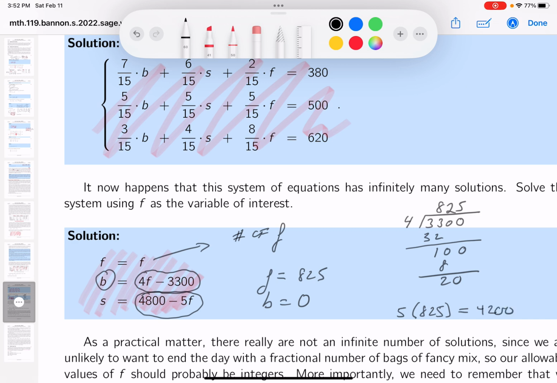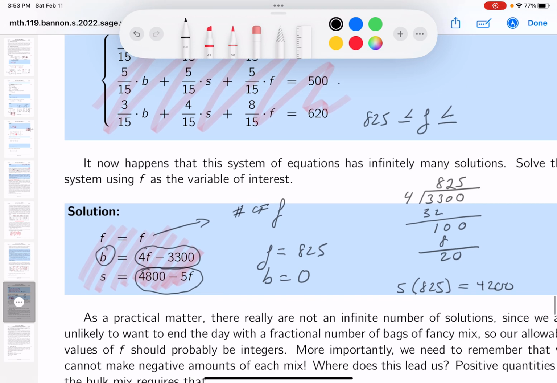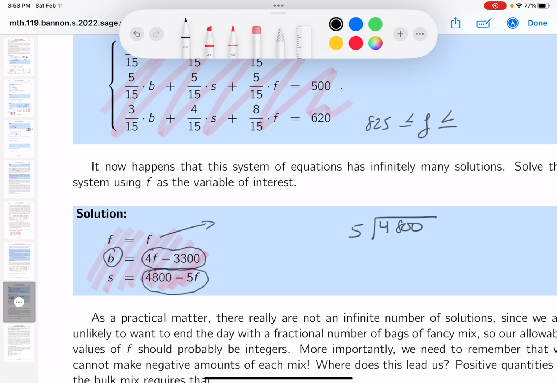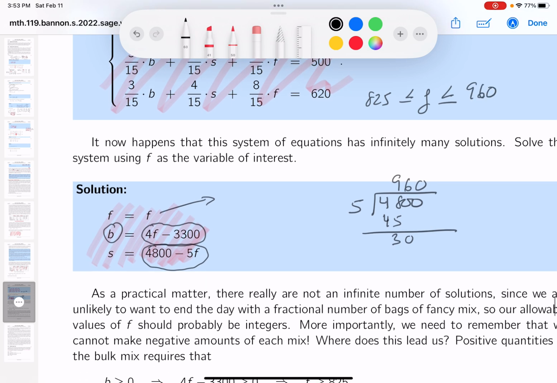Then you say, how high could it go? Well, let's talk about that. So I'm going to say the lower bound for F is 825. The upper bound, let's take a look at that. So I'm going to do 4,800, divided by 5. Let's see, I guess 9, 45. And then you get 30, and that would be 6, so 960. So F has got to be between those numbers.